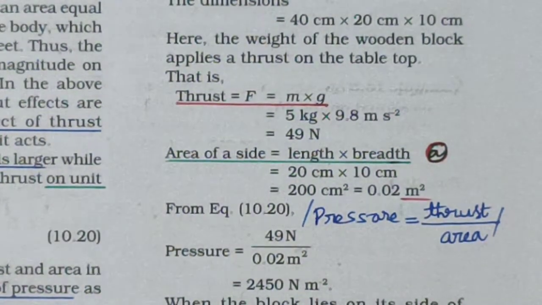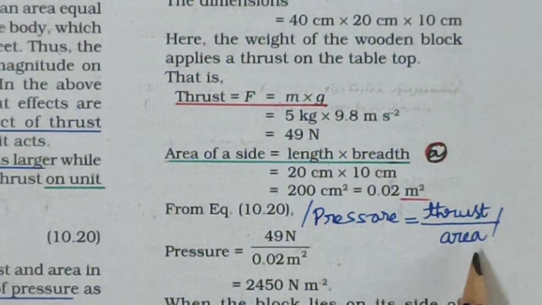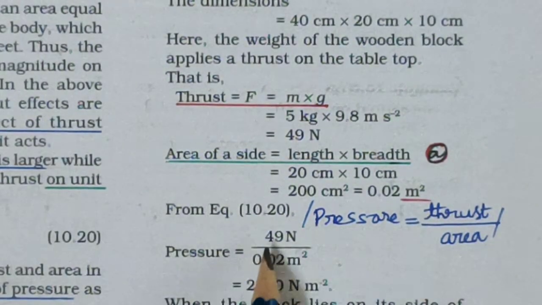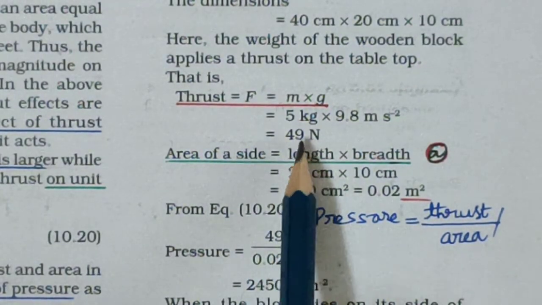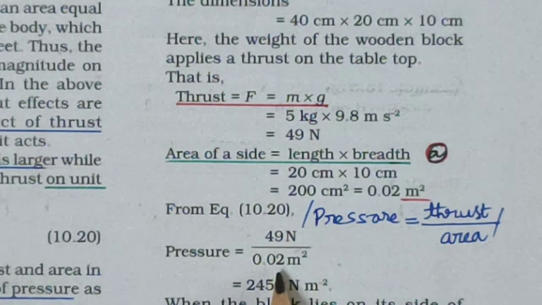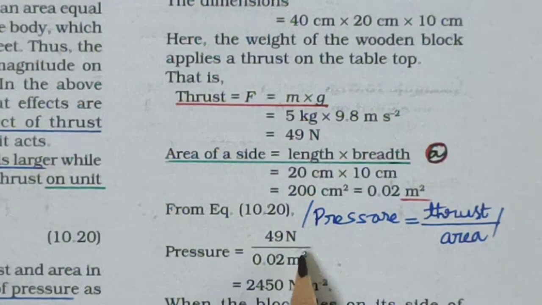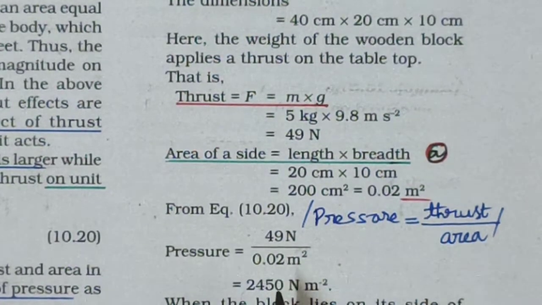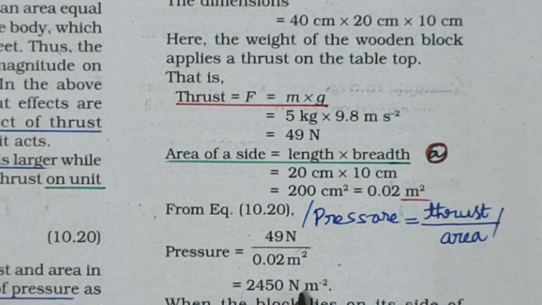We know that pressure is equal to thrust divided by area. Pressure is equal to the thrust, which we found to be 49 newtons, divided by the area. In the first case, where the side of 20 centimeters by 10 centimeters is lying on the table, the area is 0.02 meters square. The pressure exerted on the table is 2450 newton per meter square.